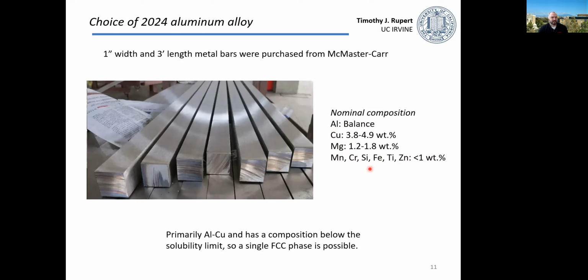So the reason I picked this is it's, again, easily available, but it's primarily aluminum-copper. And the other thing is that this amount of 4 to 5% copper keeps us below that solubility limit of copper. So if we heat it to the right temperature, we can get a single-phase FCC solid solution.